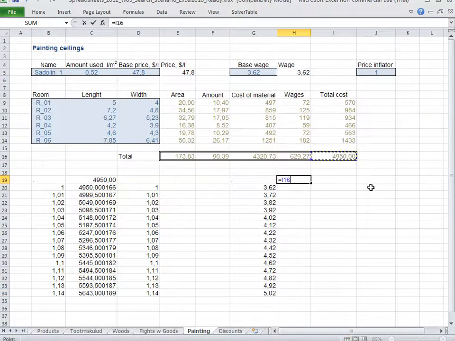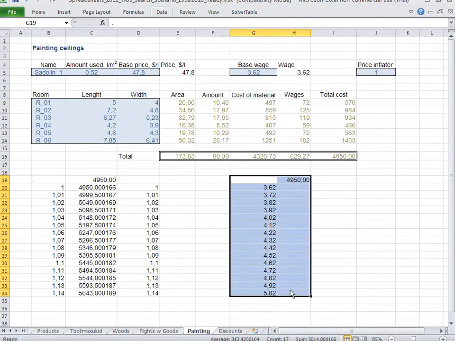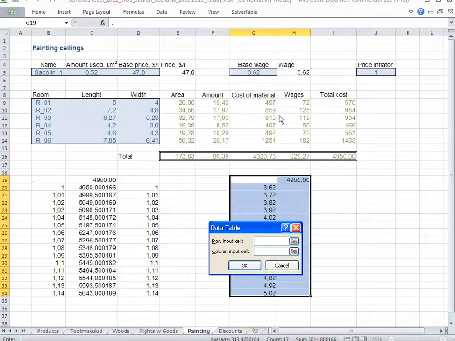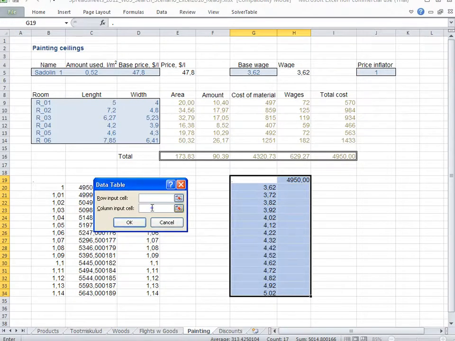Now we're going to make a data table. Let's select it all and give a command data, what if analysis, data table. And since again those wages here are in a column, it means that we are using column input cell. And now, of course, we have to be careful. We're now changing the base wage, which means base price for paint is the same. Base wage raises, and let's click OK.